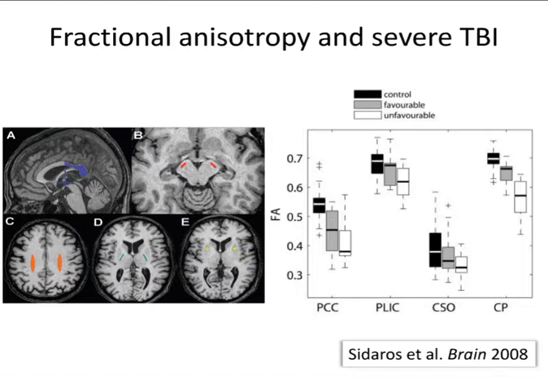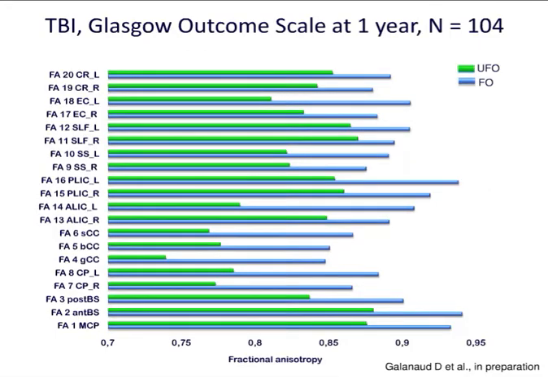These are data, again, coming from my collaborator, Dr. Pibasset, and his team in Paris. And here again, when they compared, in 100 individuals with severe TBI who were evaluated at 1 year, those who had unfavorable outcome versus those who had favorable outcome, there was a significant reduction in FA values across almost every single brain region, every single one of these 20 brain regions that was analyzed.